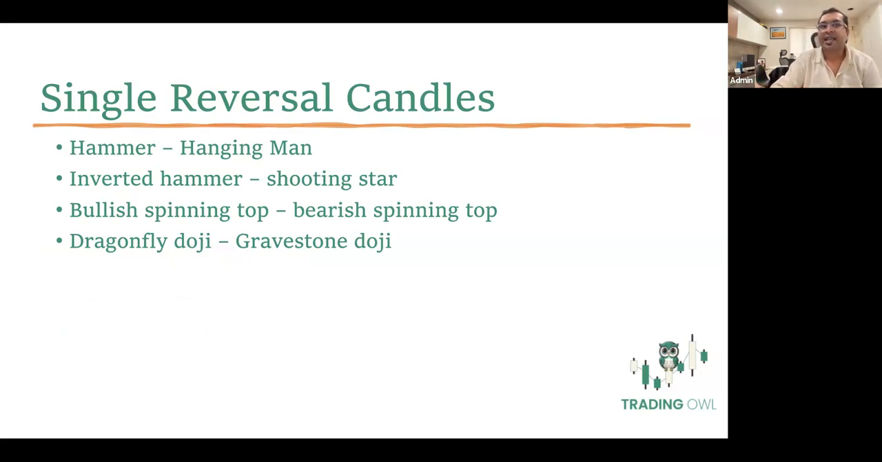So single reversal candles are the hammer and the hanging man. A hammer is a bullish candle, while the bearish candle of that is a hanging man. You have an inverted hammer and a shooting star. The inverted hammer may be a bullish candle most of the time, and a shooting star is similar looking, but it is a bearish one. It's the opposite of that. Then you have the bullish spinning top and the bearish spinning top. You have a dragonfly doji, and the bearish candle of that is called the gravestone doji. Just note each of these and I'll give you examples of them.